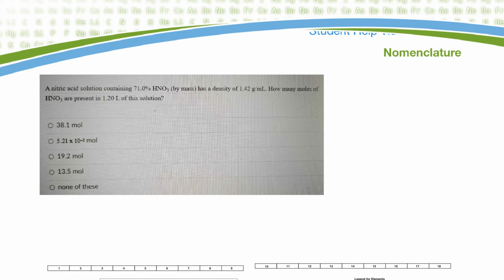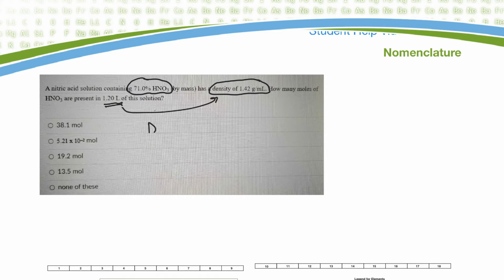All right, here's a good question. I'm dealing though with two different descriptions of a solution. One is a mass percent and the other is a density. I'm given 1.2 liters, so I think I'm going to start with the density here.